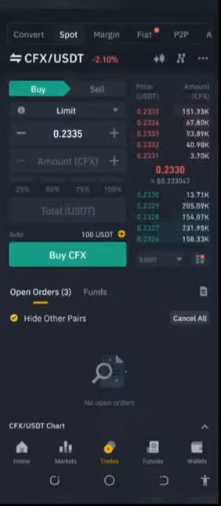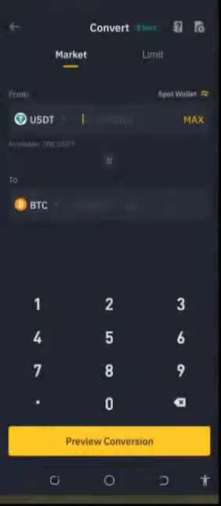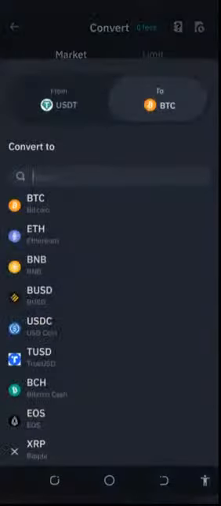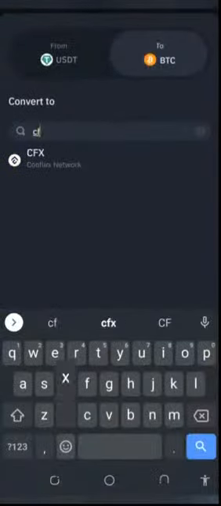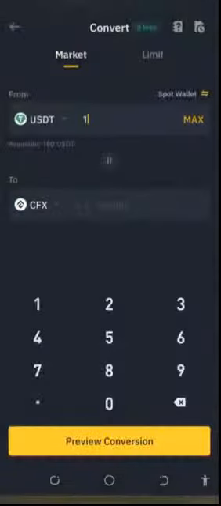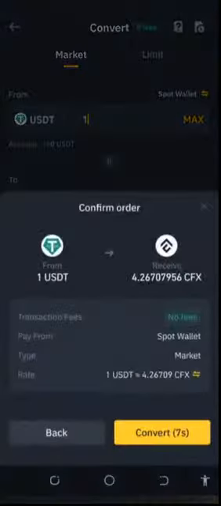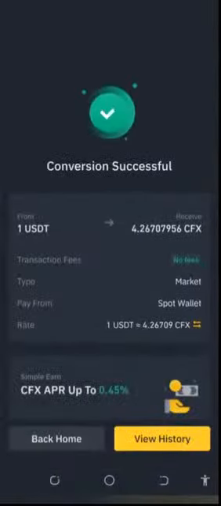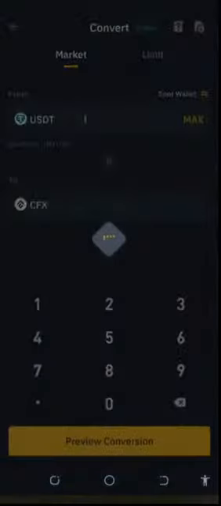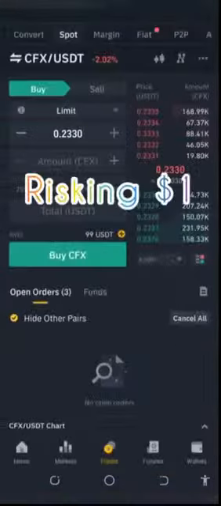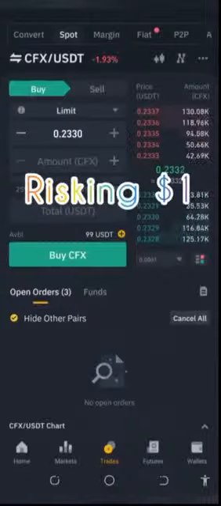So let's go into convert. I'm going to do this in convert. Okay. Let's see how much we will get. Let's put $1 here. And then we go check for CFX. Okay. Can we change this? I don't know. Let's find this out. It looks like we can. Let's just go ahead and change this. So what do we have? We've got 4.26 CFX. Okay. Let's go ahead and do this. We're just risking $1. That's fine. So we have $99 left.